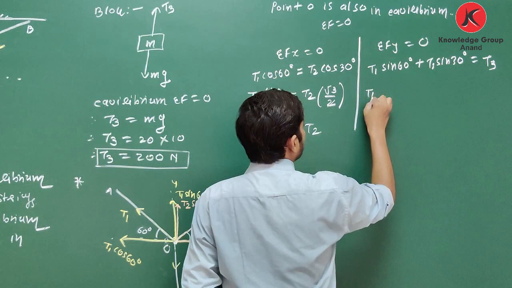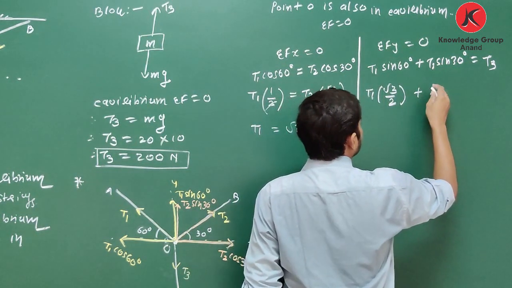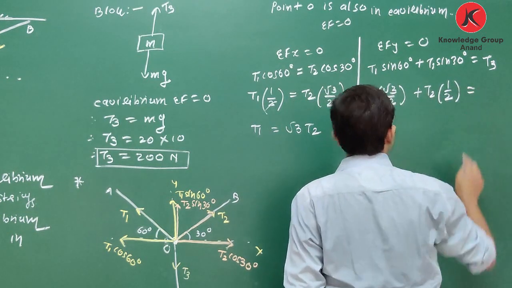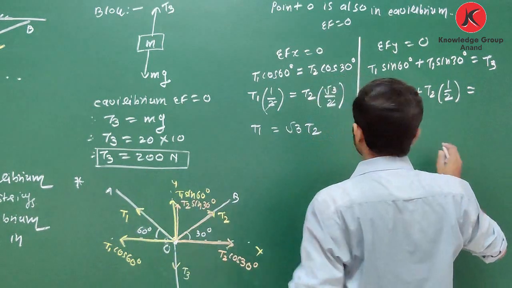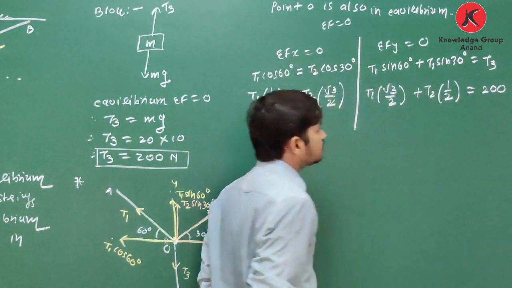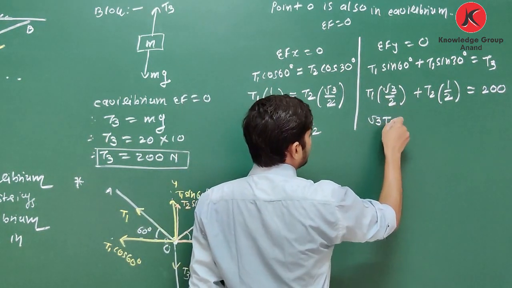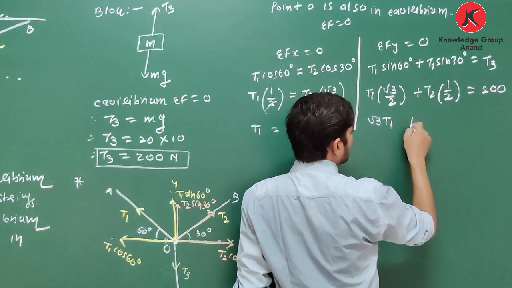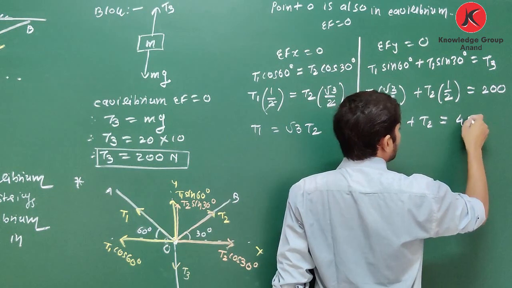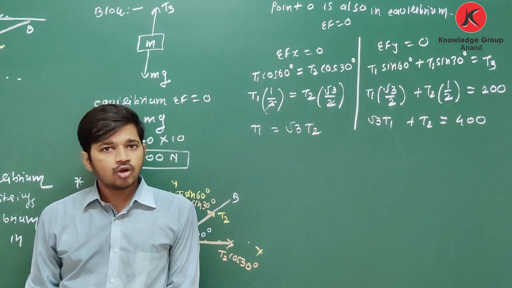Now the value of T1 sin 60 means it is root 3 by 2 T1, plus T2, as it is sin 30, means it is 1 by 2. And what is the value of T3? Yes, T3 is equal to 200 that we have obtained. Clear about this? Okay. So yes, here it is root 3 T1 plus T2, with 2 common, and if you multiply this side, you will get 400. Any doubt? Okay.